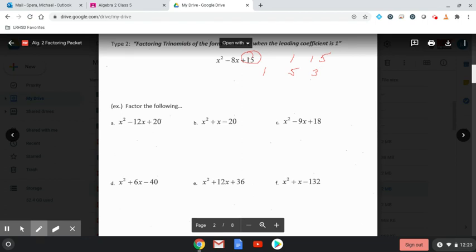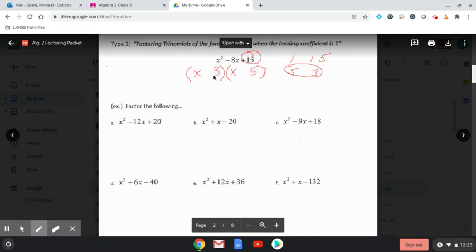Well, which set of those could add or subtract to give us the 8 that we need? And it's this one right here. It's 5 and 3. Now, you might remember how to write this, how to factor it. It's going to be 2 parentheses. Each parenthesis begins with x, and both those factors are going to go here.